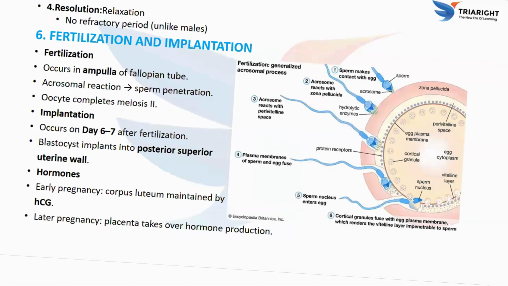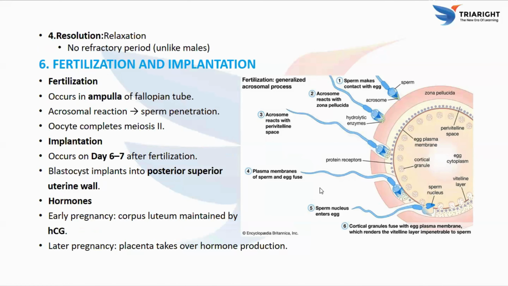So next is fertilization and implantation. This slide explains where the fertilization happens, how the sperm enters the egg, how the embryo implants into the uterus, and which hormones support the early pregnancy. So what is fertilization? Where does fertilization happen? It occurs in the ampulla of the fallopian tube, which is the wide upper part of the tube.